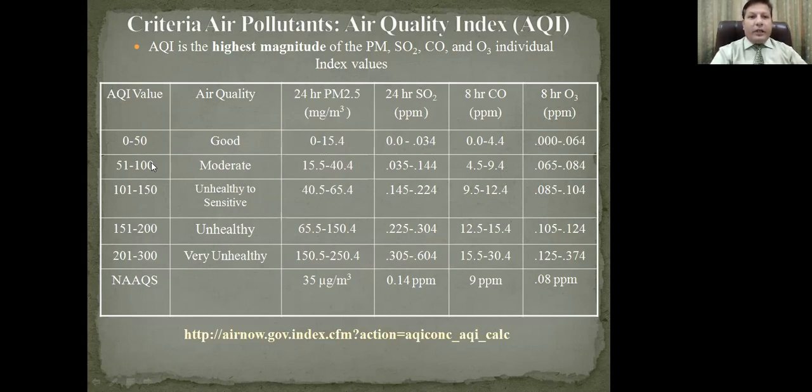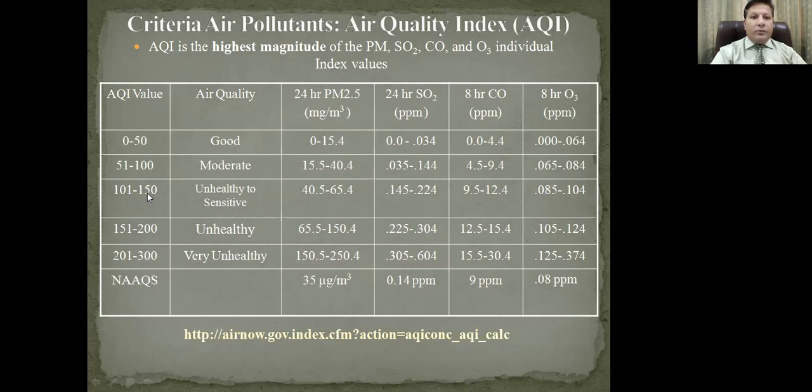An air quality index of 51 to 100 is moderate. Particulate matter will be 15 to 40 in moderate. In moderate, sulfur dioxide will be 0.03 to 0.1, a very sharp margin. For 8 hours, the carbon monoxide concentration is 4 to 9, a very good margin. And ozone concentration 0.06 to 0.08, a very sharp margin in moderate.